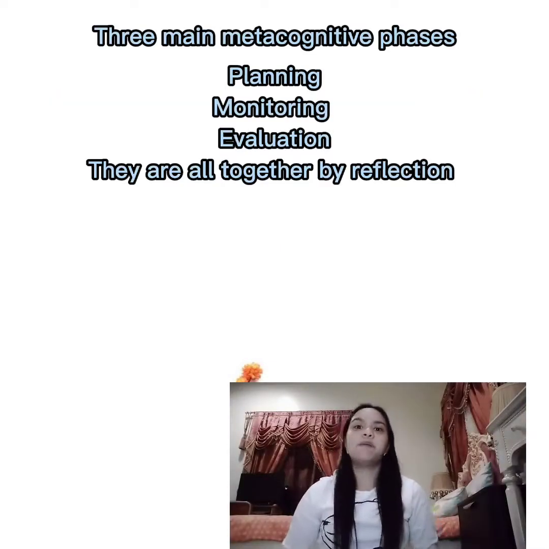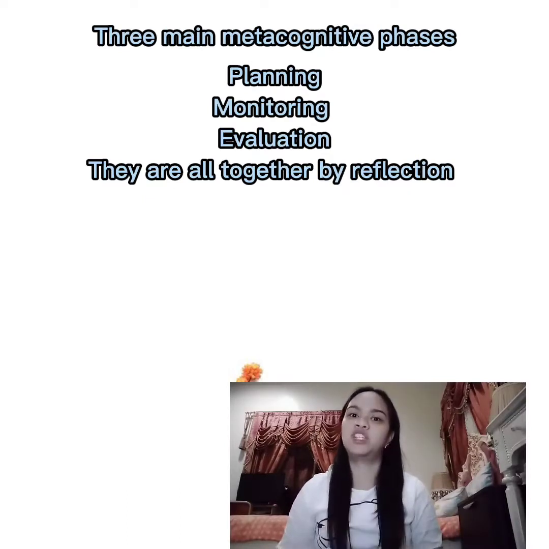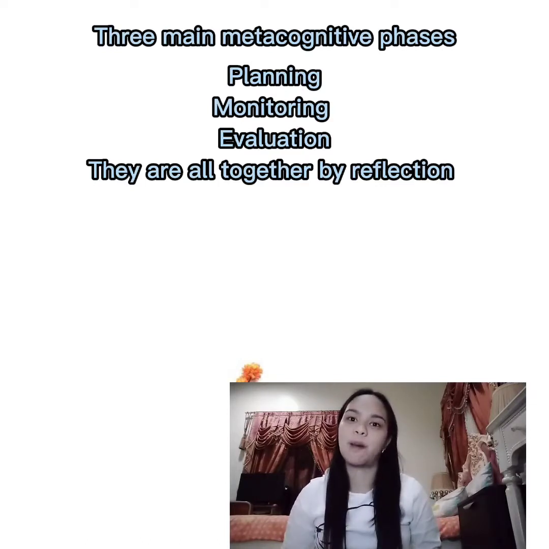There are three main metacognitive phases, which are planning, monitoring, and evaluation. They are all tied together by reflection. Just like, for example, you are going to make your own story or book. It wouldn't be a smart move to simply get on to the first chapter. Instead, you should plan out the draft outline of the book.